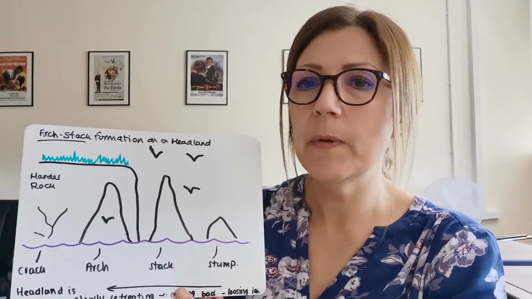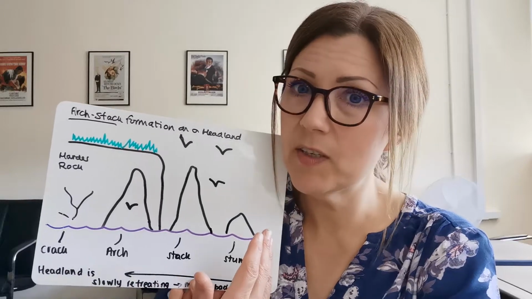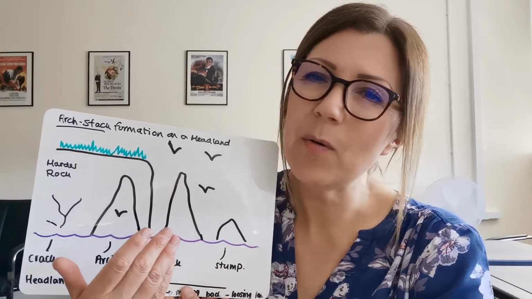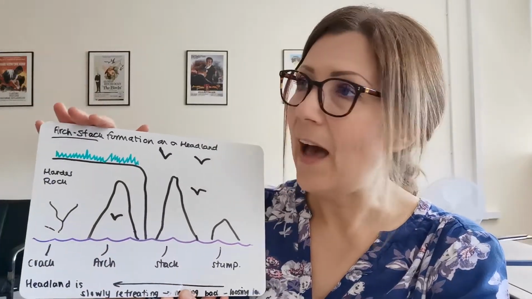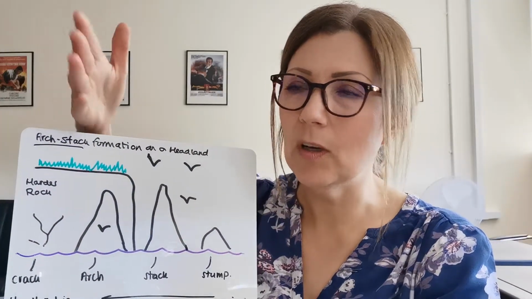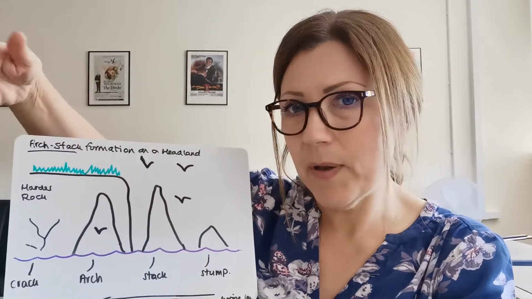So this bit of coastline that I've drawn here, we can see that over time the coastline used to be here, but it's eroded backwards and it's what we call retreated. So the coastline's retreated and the headland will become kind of smaller and smaller as it moves back inland. And so we get these kind of repeated patterns.